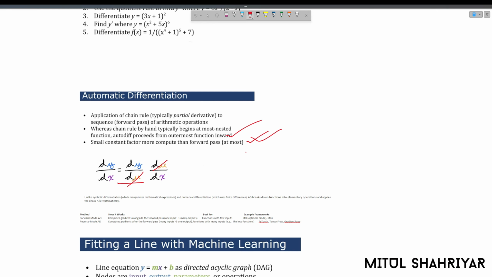Okay, so let's learn what forward mode automatic differentiation is. It basically computes the gradient alongside the forward pass, and it is best for functions with few inputs. In general, example frameworks are JAX, STAN, and so on. So why do we need that? It's important.